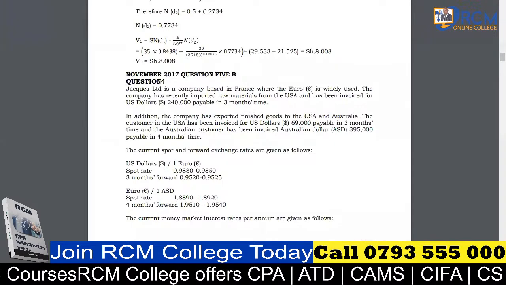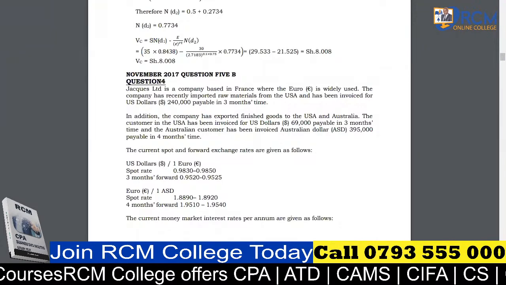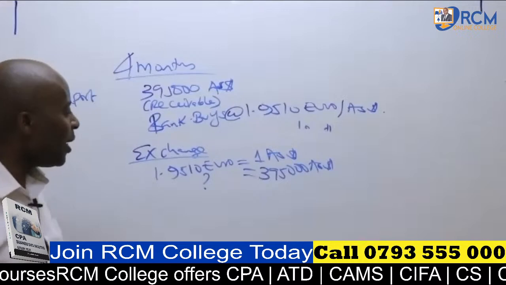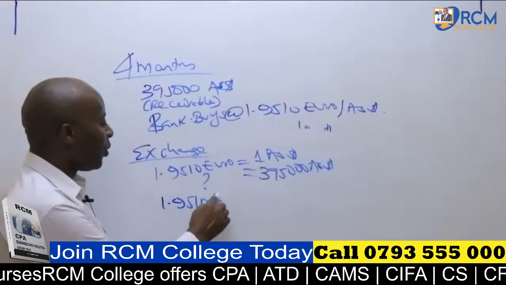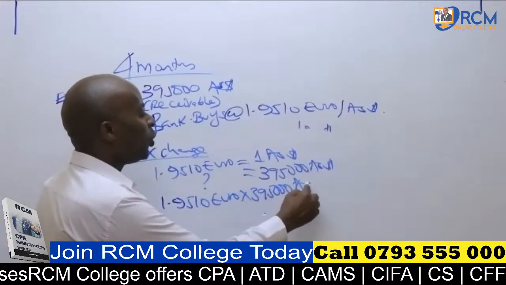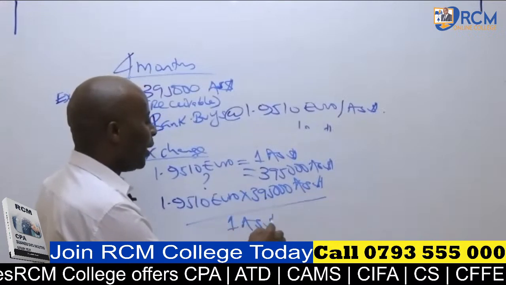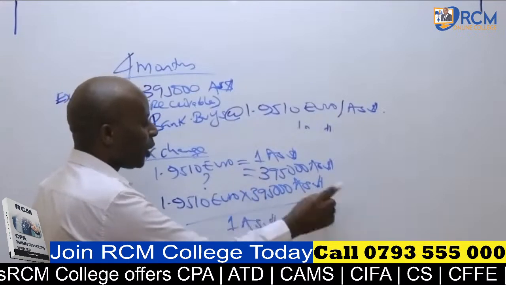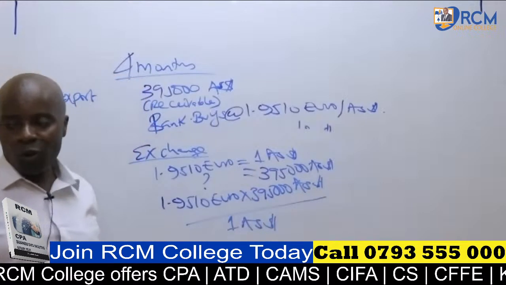When I cross multiply here, my great students, what am I going to get at the end of the day? If you look at this keenly, it will be 1.9510 euro times 395,000 Australian dollars divided by 1 Australian dollar. So the Australian dollar will cancel out. At the end of the day, I'll be having a value which will be in the form of what here?